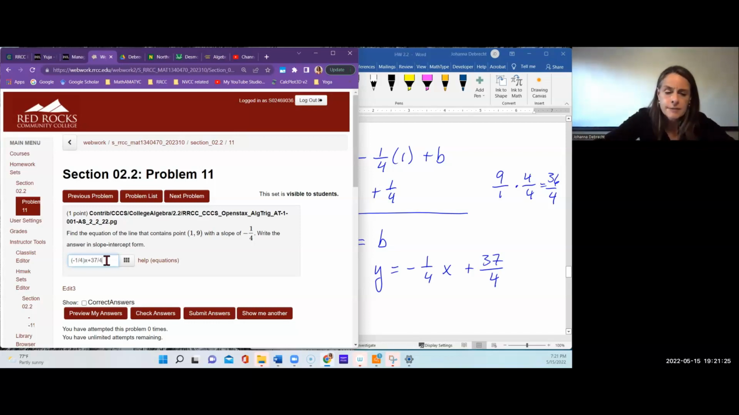Did I get that? Nope, I got a 3. I'm telling you, I can't see the numbers on my keyboard. It's like guessing. 37/4. Check the answer to make sure it looks okay.